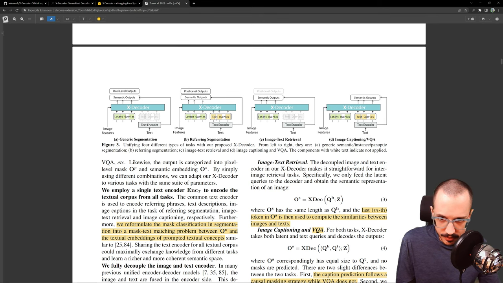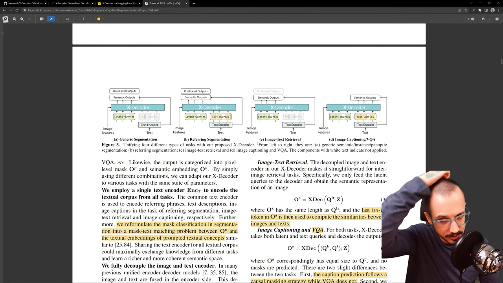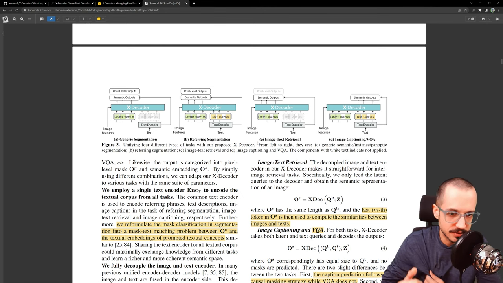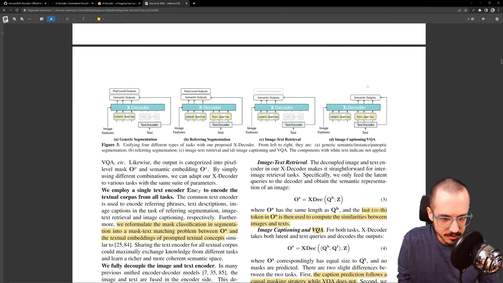Referring segmentation is very similar, except you are feeding the text into the decoder. Image text retrieval, again, it's the same thing. You're not actually feeding the text here, but you're comparing the text vectors to the output semantic outputs, which are also kind of text vectors, if you want to think of them that way. At least they're in the same embedding space, or they're trained to be so that they are. And then image captioning, VQA. In this case, you don't have the pixel level outputs. Although realistically, you probably do, right? You just don't do anything with them.